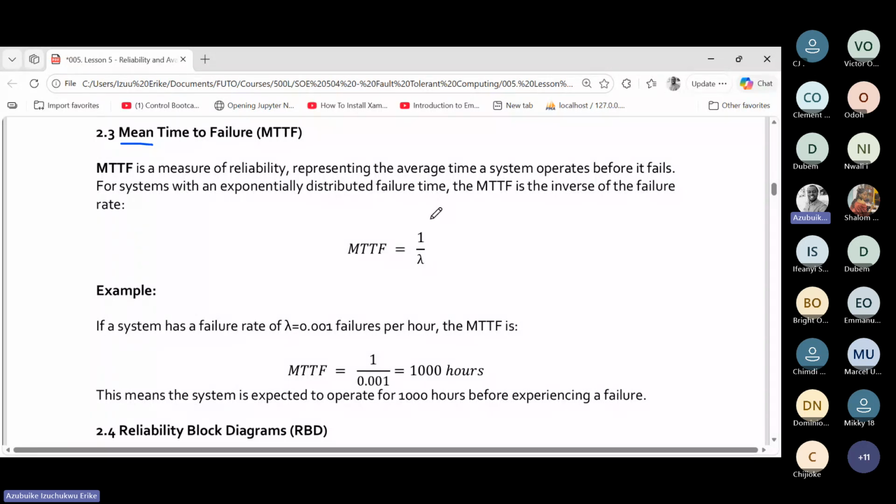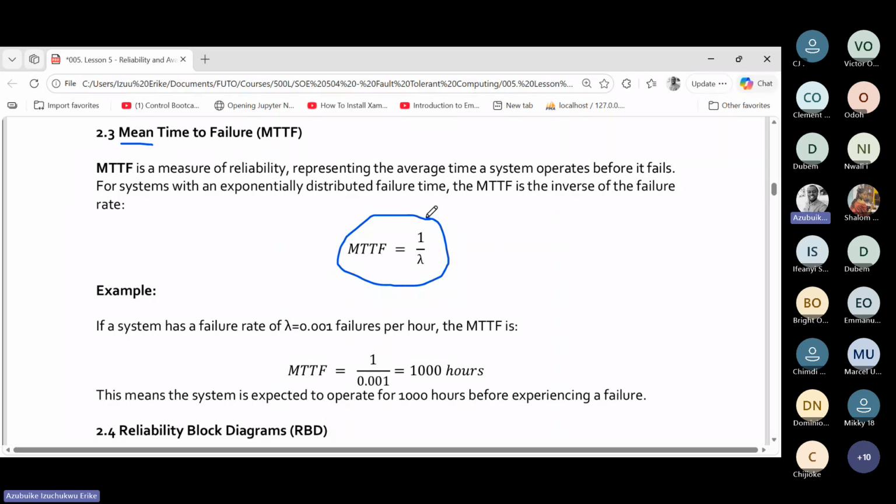So this is what it is like for a system with an exponentially distributed failure time. We say that MTTF is equal to 1 over lambda. And remember that lambda is the failure rate. That's talking about how many times the system fails within the specified period of time that we are observing the system.